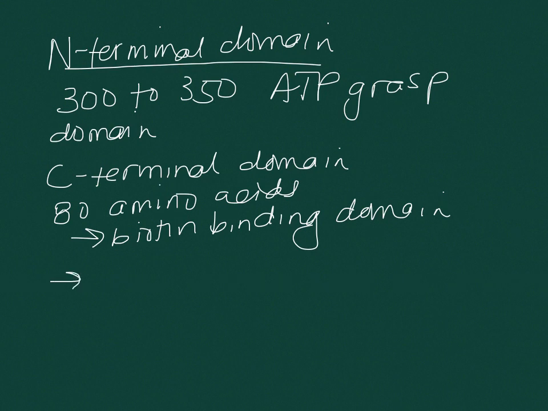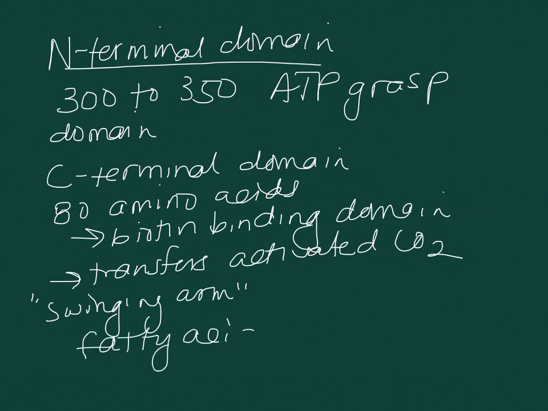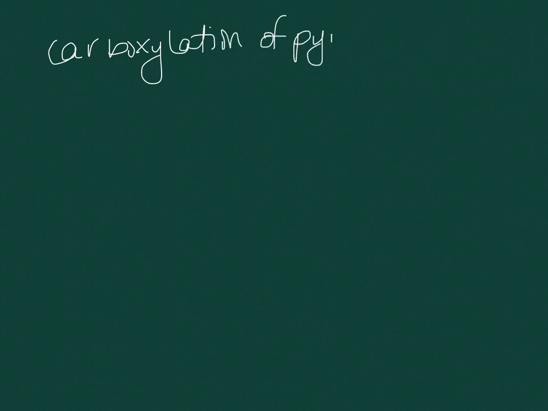The biotin transfers activated carbon dioxide, and it has a swinging arm. We'll see this mechanism again when we look at fatty acid biosynthesis. The carboxylation of pyruvate takes place in 3 stages.